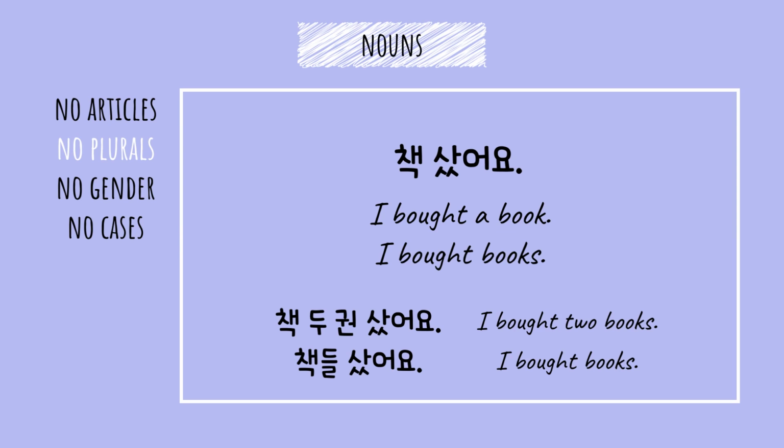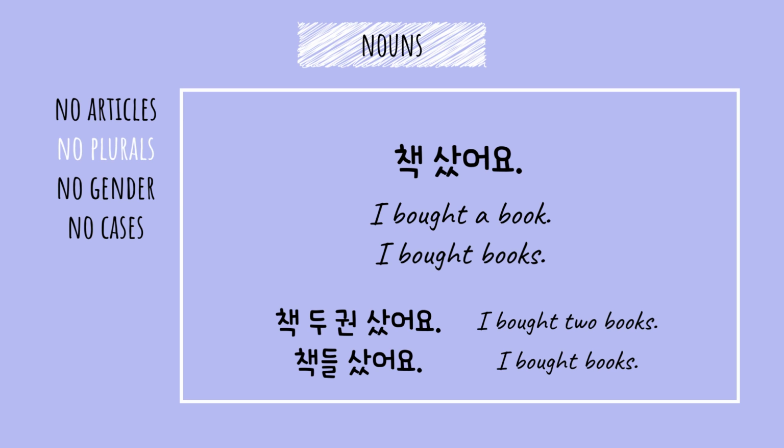The counter has to match your noun. Here, the counter for books is 권. And if we want to say I bought two books, you will say 책 두 권 샀어요. So 책 is book, 두 is two, 권 is a counter for books, and 샀어요 is bought.